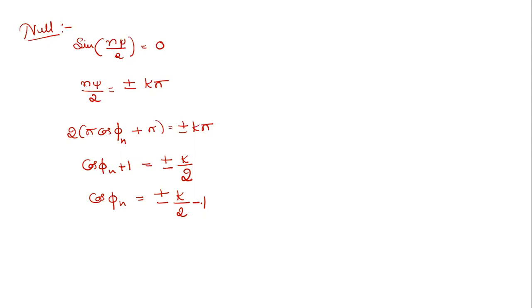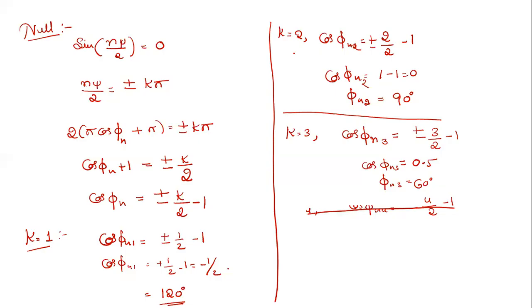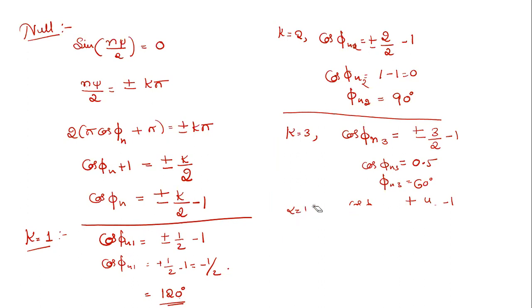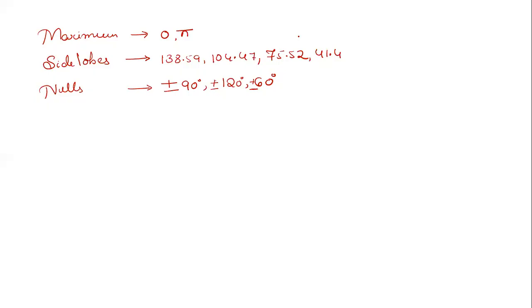Why? Because already we know maximum is in the direction of π. So I'll start taking the value from k equal to 1. Okay. Let me find the answers. So when I try to find the nulls, I'm getting it around 120, 90, and then 60. When I tried finding again for k equal to 4, I was getting it around π only. So I'm just erasing it. So now we will list out all these values and then try to write the radiation pattern.